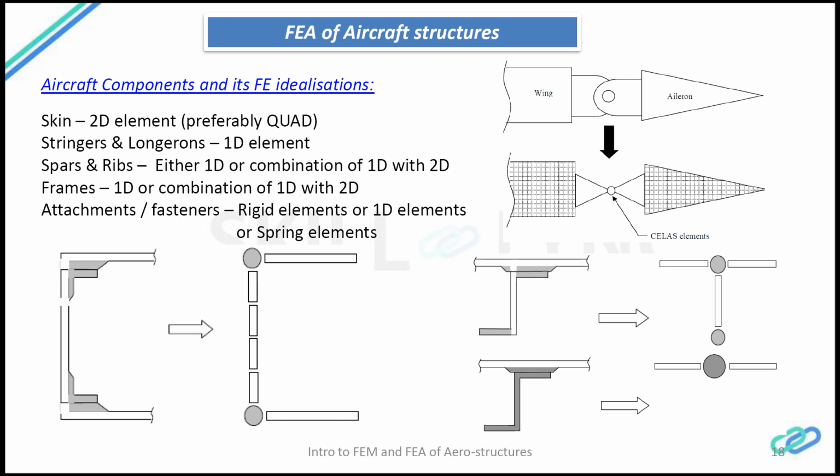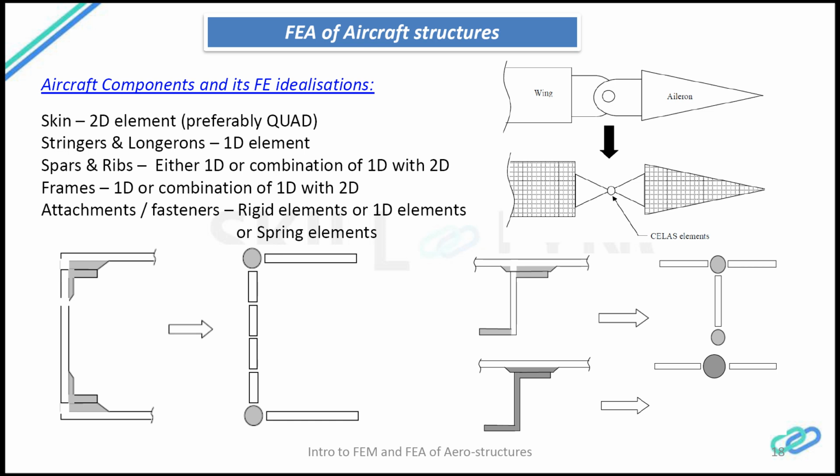So those skin panels are modeled using 2D elements, preferably quad elements, quadrilateral elements, and then the 1D stringers and longerons, which are modeled using 1D elements, mostly rod elements, because they take only the axial force, they have only the axial capability. And then moving to the spars and ribs. Spars and ribs are more or less like beams, so that will have both flanges and webs.